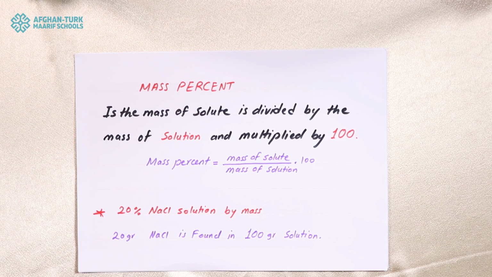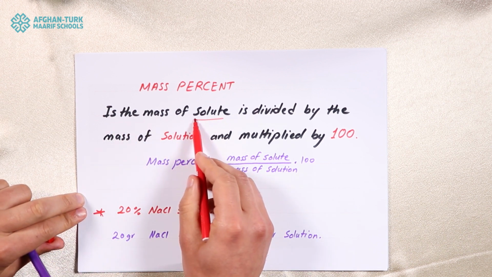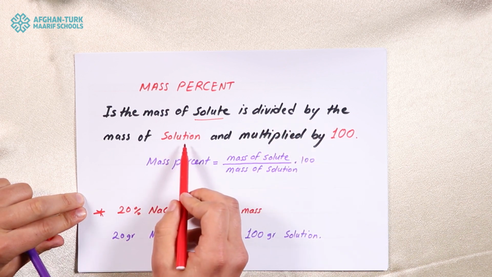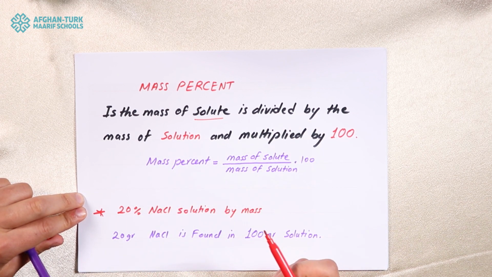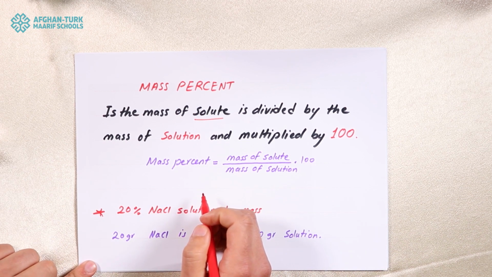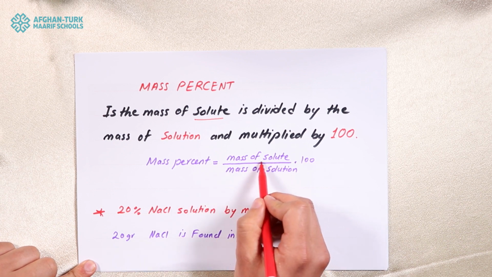Next one is mass percent. It shows the percentage of every part of the solution according to the mass. This is the definition of mass percent: the mass of solute, or every part of the solution, is divided by the mass of the solution and multiplied by 100. When we are going to find the mass of every part of the solution, we should write that in the numerator.